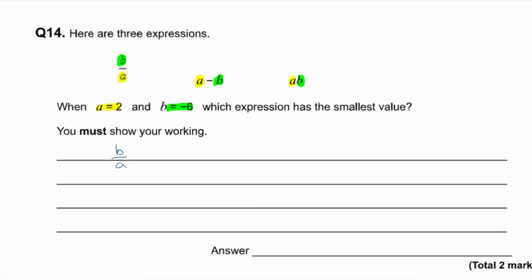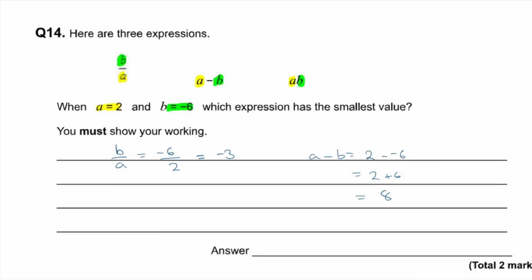So B over A, that's going to be negative 6 divided by 2, subbing in for A and B. Minus 6 divided by 2 is minus 3, so that's negative 3. Now A minus B, that's going to be 2 minus negative 6. 2 minus negative 6 is the same thing as 2 plus 6, and that is the same as 8. Okay, so it's definitely not that one because minus 3 was the smallest.